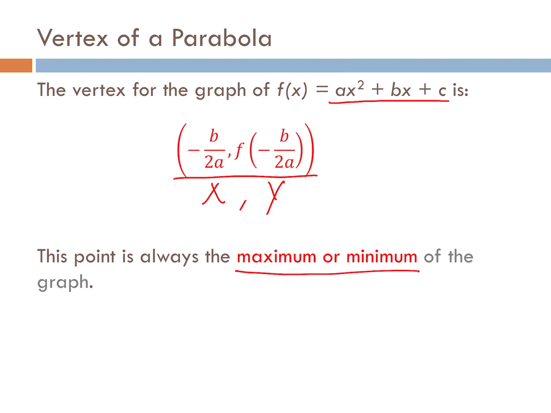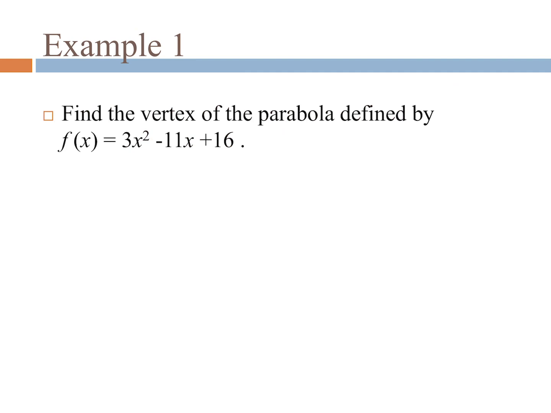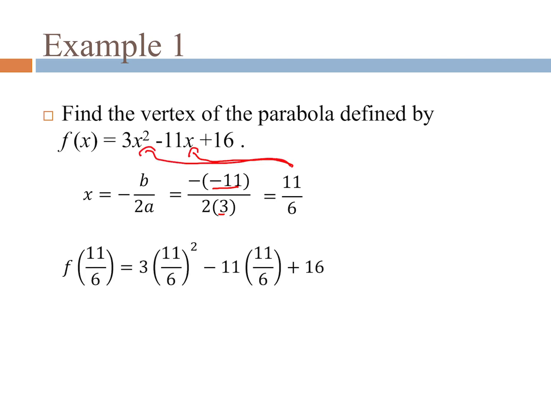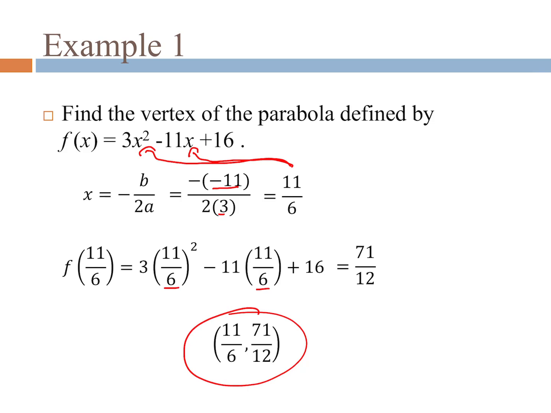So we're going to look at an example using this formula. We want to find the vertex of the parabola. The first thing we have to find is the x value. Remember, x is negative b over 2a. If we substitute in, our b is negative 11, our a is 3. Simplifying gives us 11 over 6 for our x value. Now we need our y value, so we plug this back in everywhere there is an x to get your y. So we find f of 11 over 6, so I plug 11 over 6 in for x. Work it through in your calculator, and I get 71 over 12. Your final answer needs to be an ordered pair, so it's (11/6, 71/12) for our vertex. So that's if you have to use the formula.